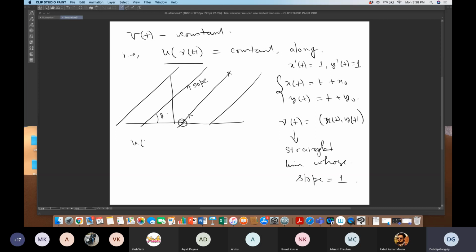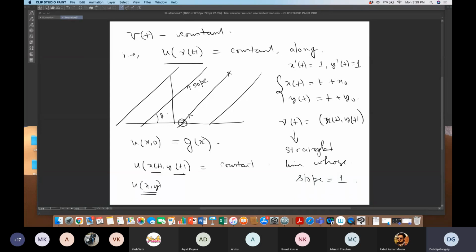What is the given data? u(x,0) equal to g(x). Now you know how to do this. Because we found that u(x(t), y(t)) equals some constant, u is constant along this slope-1 line. Now we have to find u(x,y) at any point (x,y).